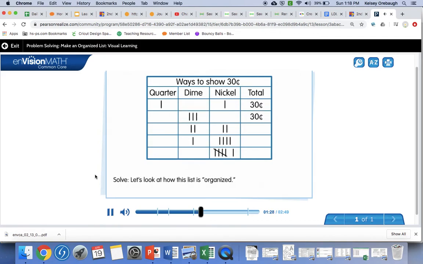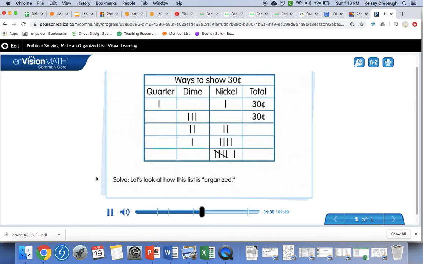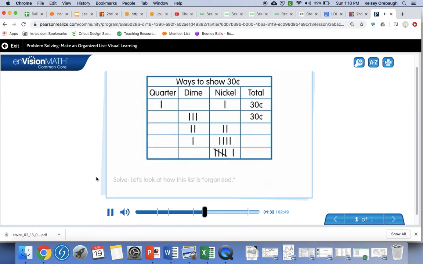Solve. Let's look at how this list is organized. It starts by listing the combinations of coins with a quarter and nickel and some dimes. You see 1 quarter and 1 nickel that make 30 cents. How does a quarter and a nickel make 30 cents? Add their amounts up. A quarter is worth 25 cents. A nickel is worth 5 cents. 25 plus 5 is 30.